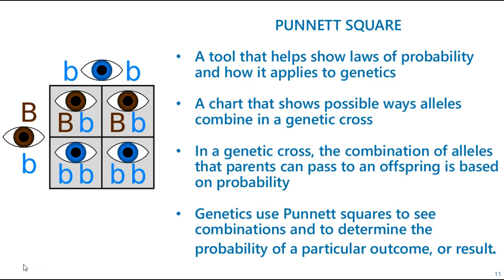Each square inside this Punnett square represents the possibility for each offspring. So if there were 4 offspring, these would be the possibilities. These are the different possibilities for genotype and phenotype in offspring.